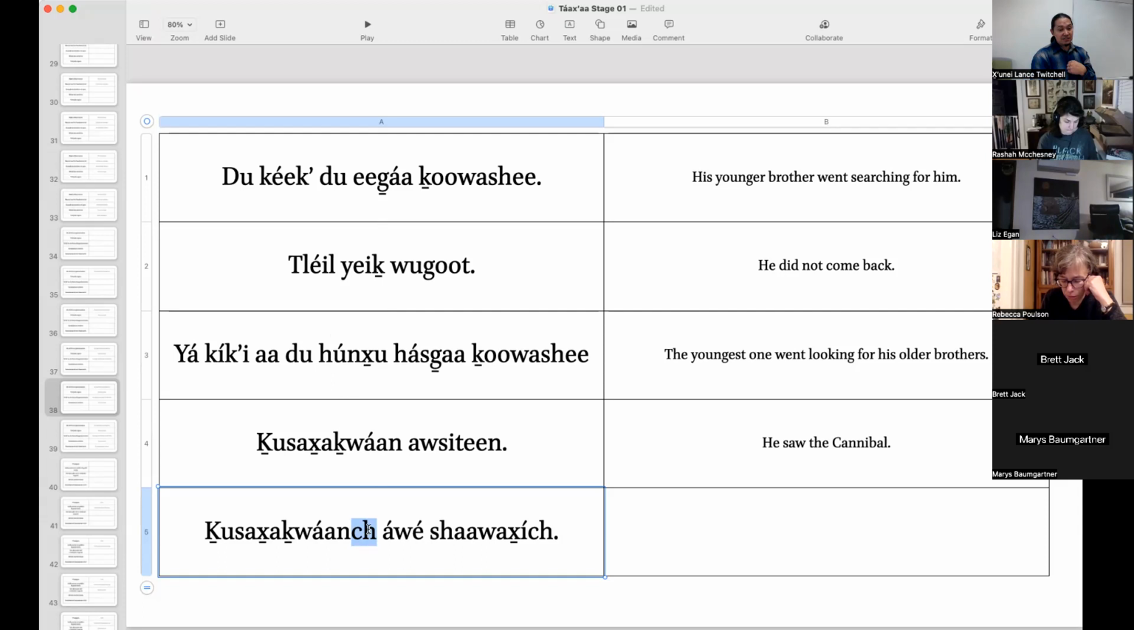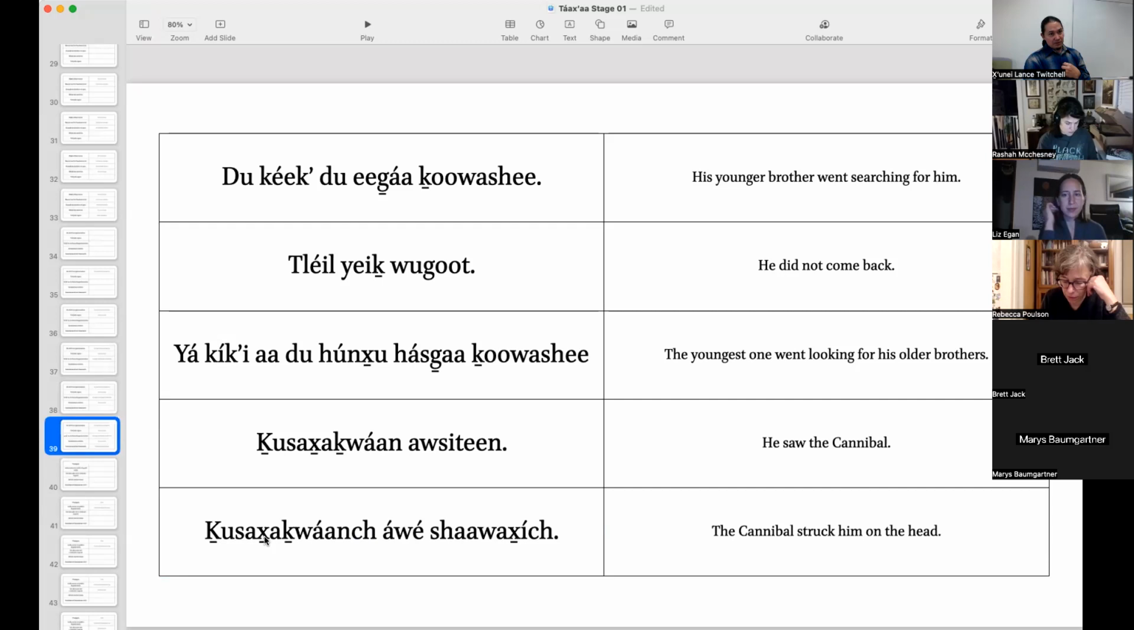The second thing it could do, which is not as common, would be to say what you did it with. So if you said Ḵukaháa a shower hitch, they clubbed him on the head with a pencil. But in this case, you have the cannibal clubbed him on the head. So again, now we know this young boy, the youngest brother, he's the one who just got clubbed in the head.